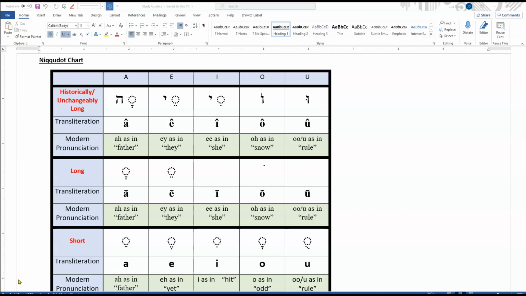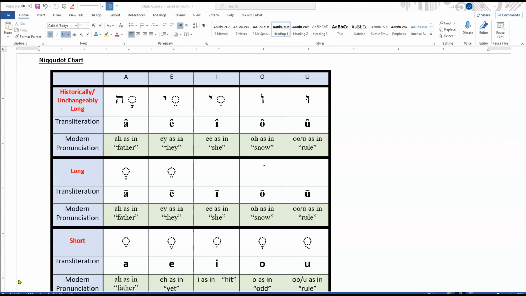But I want you to know the basics, that you've got some consonantal letters. These are called historically or unchangeably long. The A class, the E class, the I class, the O class, and the U class. Long letters, but changeably long. We only have 3, A and E and the holum, which is written above the letter. Then we have short letters. And basically the rule to remember is that the farther away you get from the accent of the word, the more short the letter is going to become.